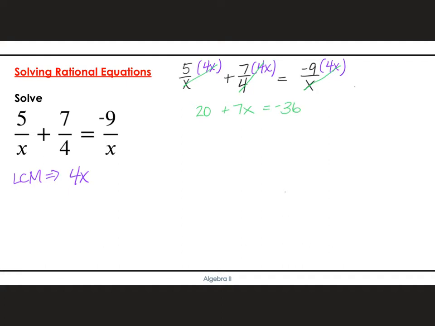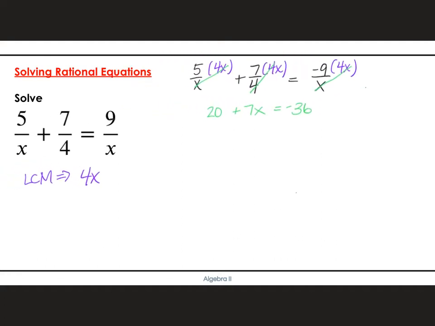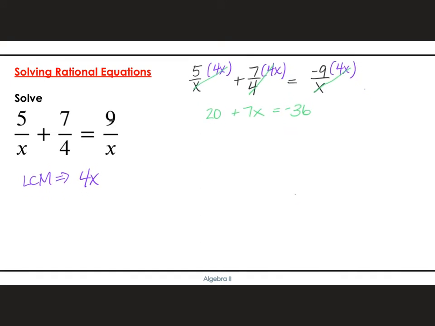And actually what I'm going to do is get a different color, and I'm just going to write what I had left over right above that so there's no issues. Okay, so now this is just a two-step equation. I'm going to subtract 20 from both sides. So 7x is equal to negative 56. Then divide both sides by 7. So x is equal to negative 8.